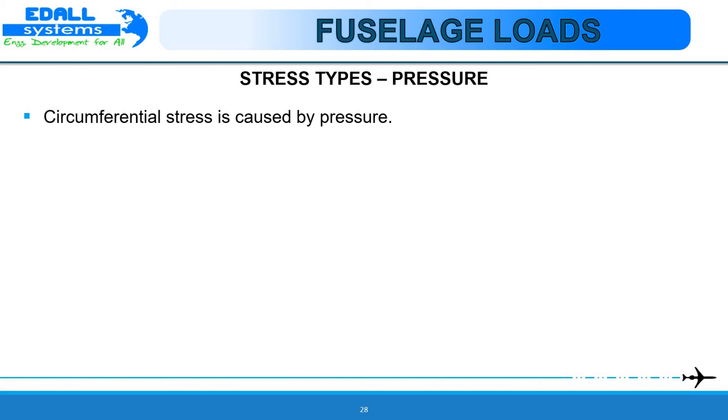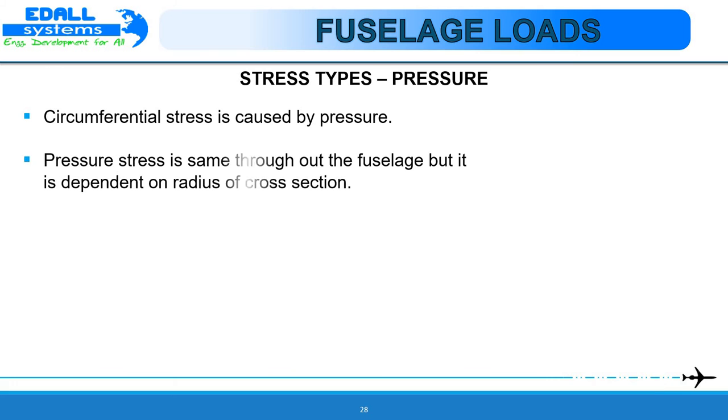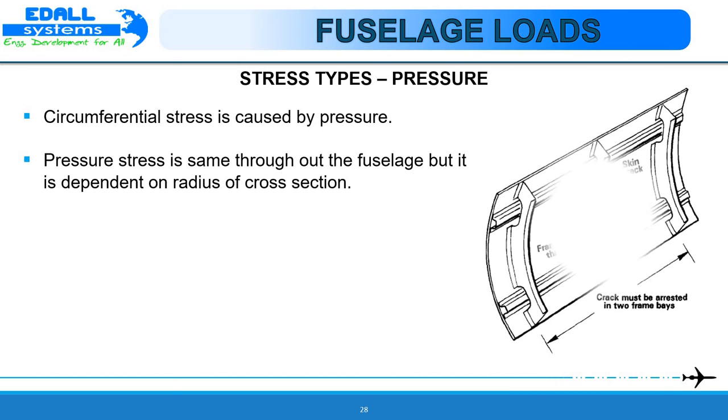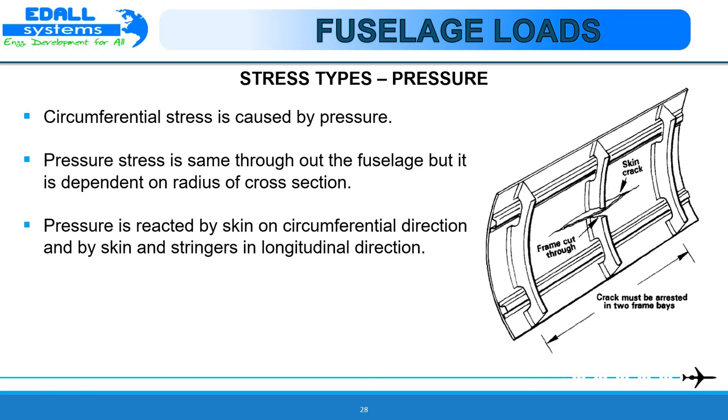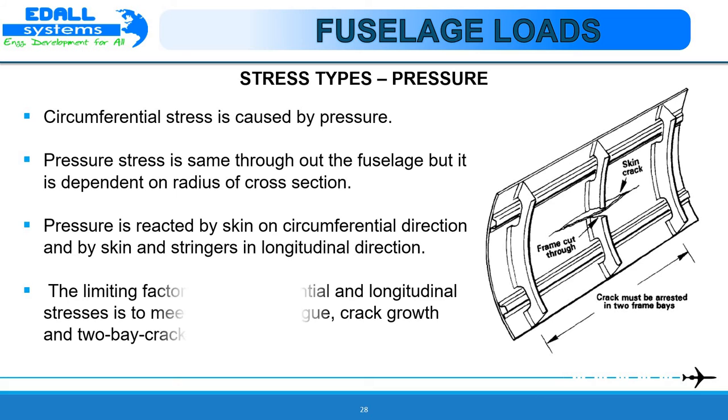Stress type pressure. Circumferential stress is caused by pressure. Pressure stress is the same throughout the fuselage, but it depends on the radius of the cross-section. Pressure is reacted by skin in the circumferential direction and by skin and stringers in the longitudinal direction. The limiting factor for circumferential and longitudinal stresses is to meet inspection fatigue, crack growth, and too big cracks.